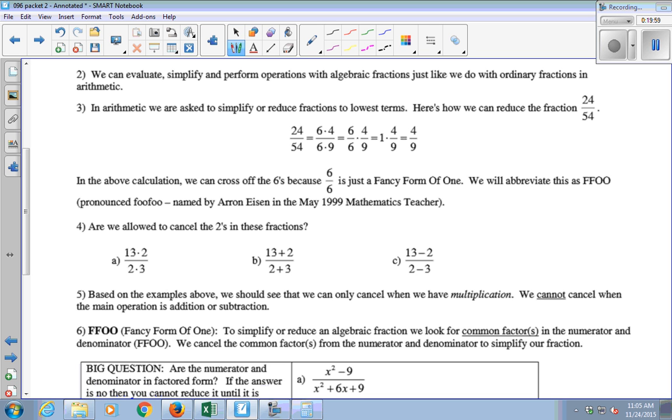Right? I could rewrite that as 6 over 6 times 4 over 9. 6 over 6 is just a 1, so it reduces to 4 over 9. Is everybody like, oh yeah, I've seen this before? Okay, all right, good. So we can cross off the 6's here, right? Because 6 over 6 is a fancy form of 1, right? So sometimes we call that a foo-foo for a fancy form of 1.